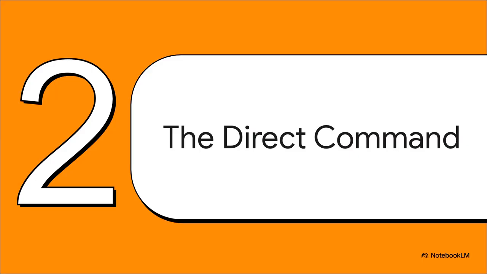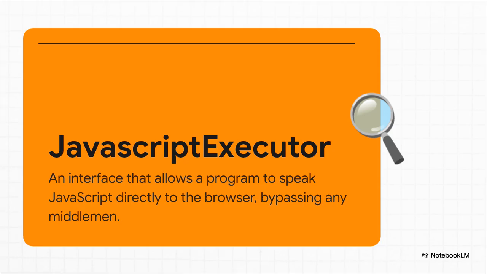Well, the answer is actually pretty elegant. You stop using the translator, and you start speaking the browser's native language directly. And this is where our hero comes in, the JavaScript executor. You can think of it as a special tool, kind of like a universal translator, that lets a program send raw JavaScript commands straight to the browser. It completely skips that middleman we were talking about.